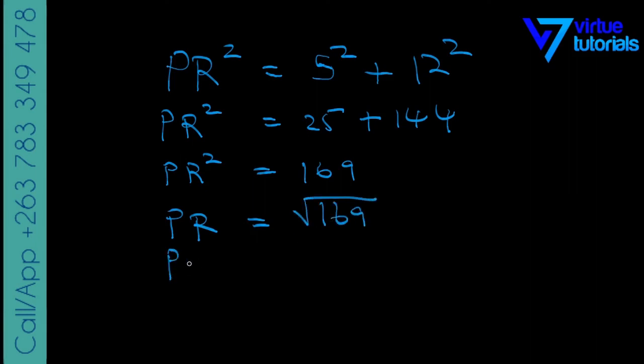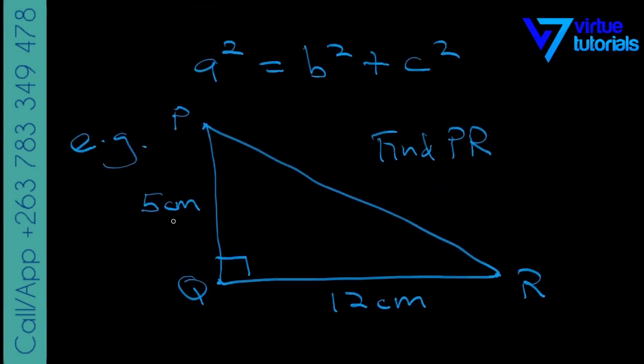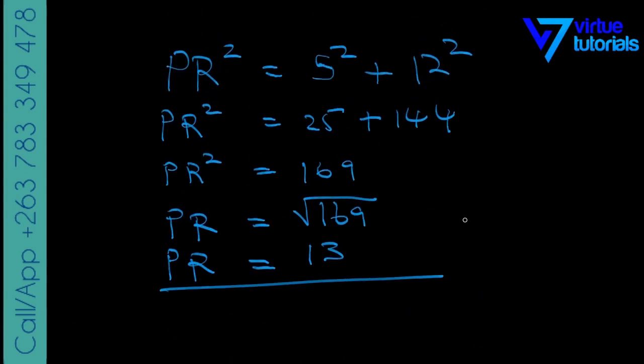Now, the square root of 169 is simply asking the question, what number multiplied by itself gives you 169? That should be 13. We had 5 centimeters and 12 centimeters in the previous page, so our answer should be 13 centimeters. Okay, so you're going to try questions from the first section, and then we'll go to the other part of Pythagoras theorem.